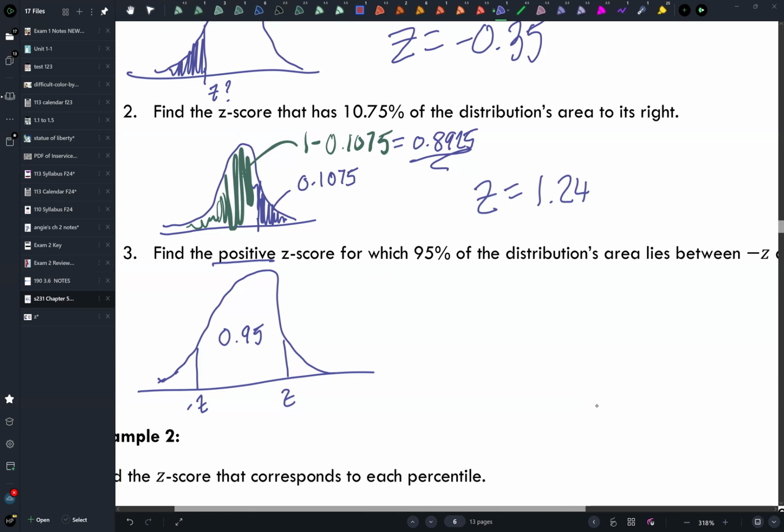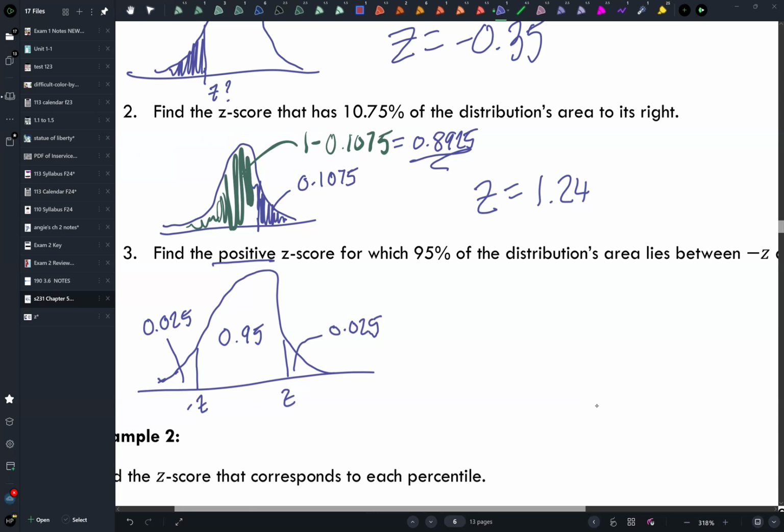All right, sorry. Okay, 0.95 is in the middle here. Those two tails are going to be the same area, because a bell curve is symmetric. Together, the two tails add up to 0.05, because 1 minus 0.95 is 0.05. Then you take that 0.05 and divide by 2 to get 0.025 as the area of each tail.